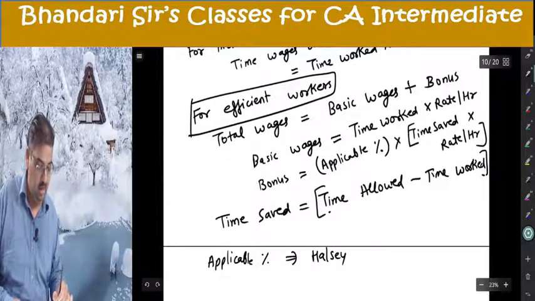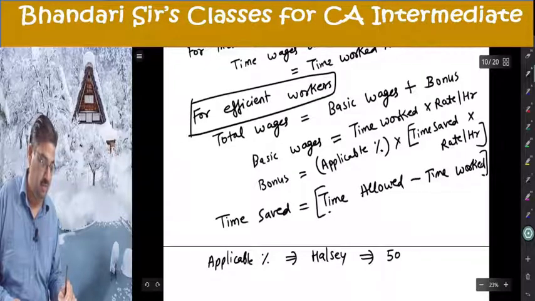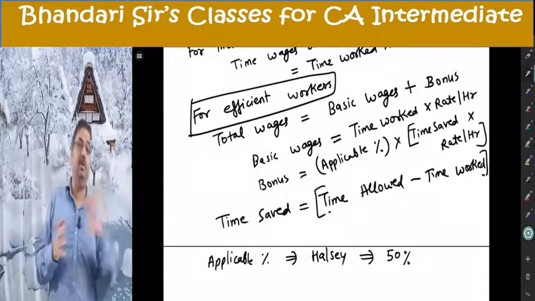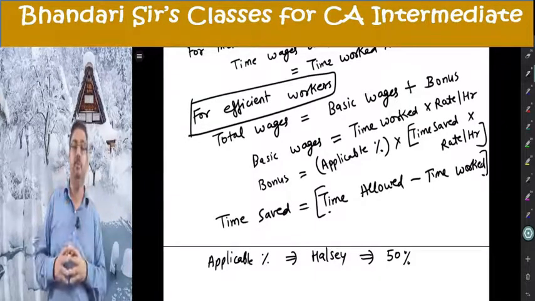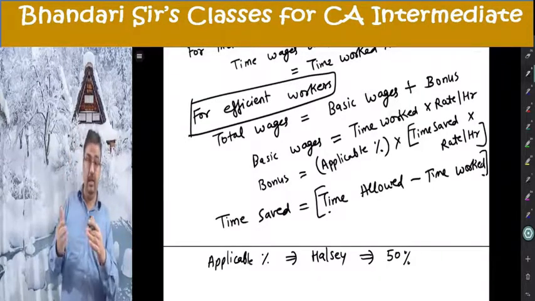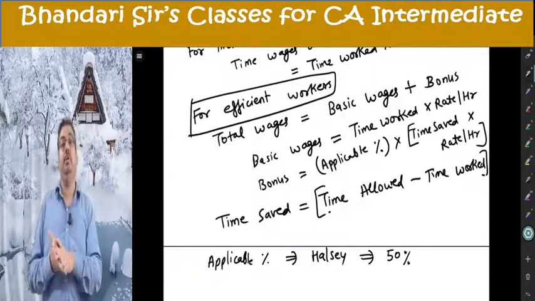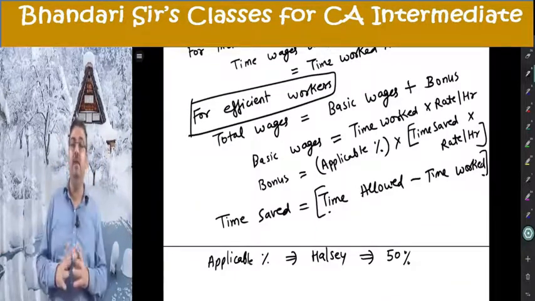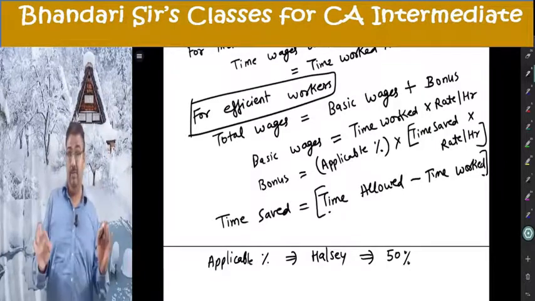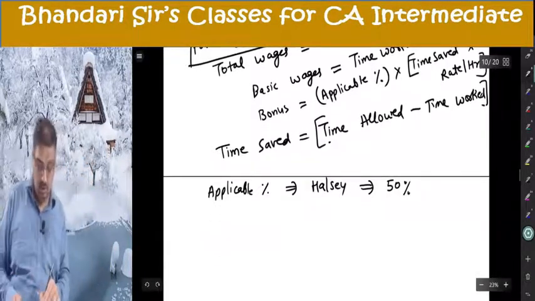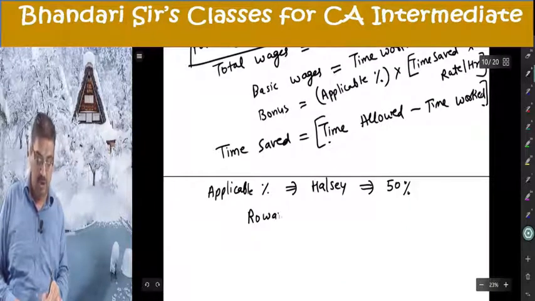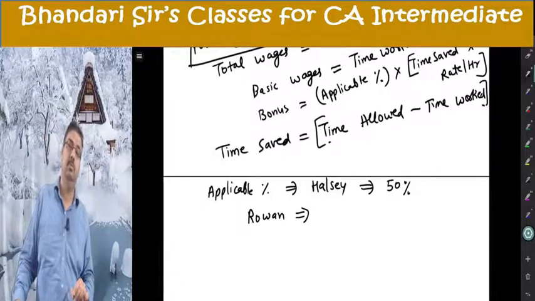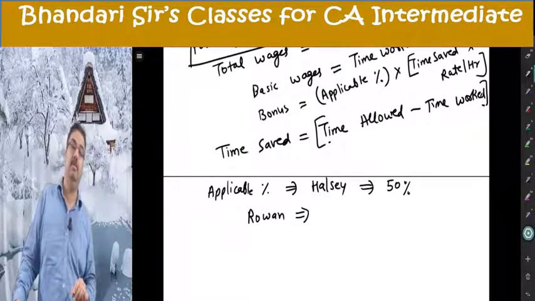Halsey, in the absence of information, is 50%. The question can tell you Halsey 40%. In that case apply 40%. The question may say Halsey with 35%. Then apply 35%. But if the question is silent and just says Halsey plan, by default it is 50%. Rowan: make sure it is not Rohan, it is Rowan. It's an English name, not an Indian name.